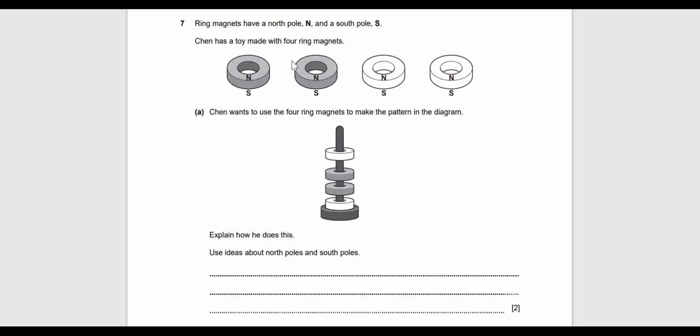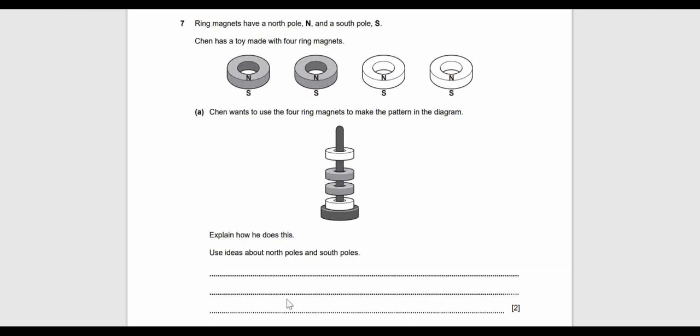Next. Now we are in question 7. Ring magnets have a north pole and a south pole. Chen has a toy made with 4 ring magnets. Now, question 8a. Chen wants to use the 4 ring magnets to make the pattern in the diagram here. Explain how he does this. This idea is about north poles and south poles. 10 seconds from now.